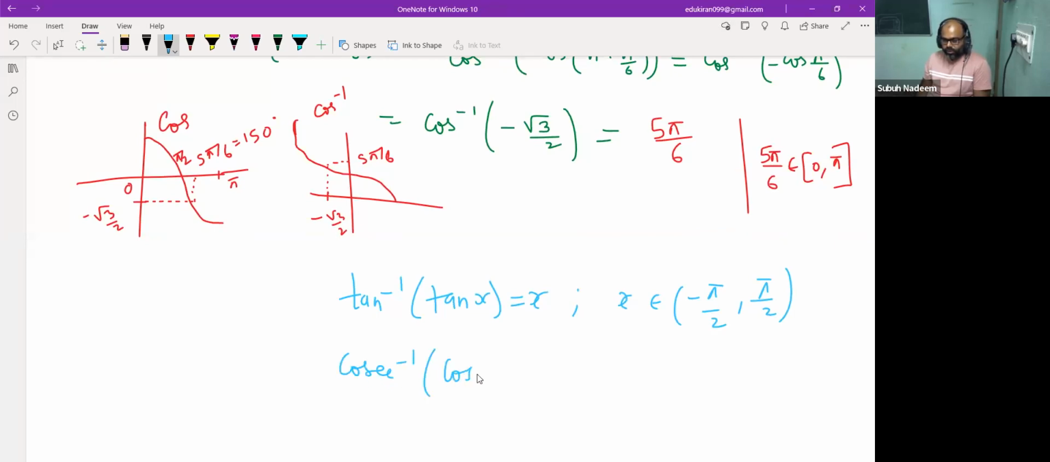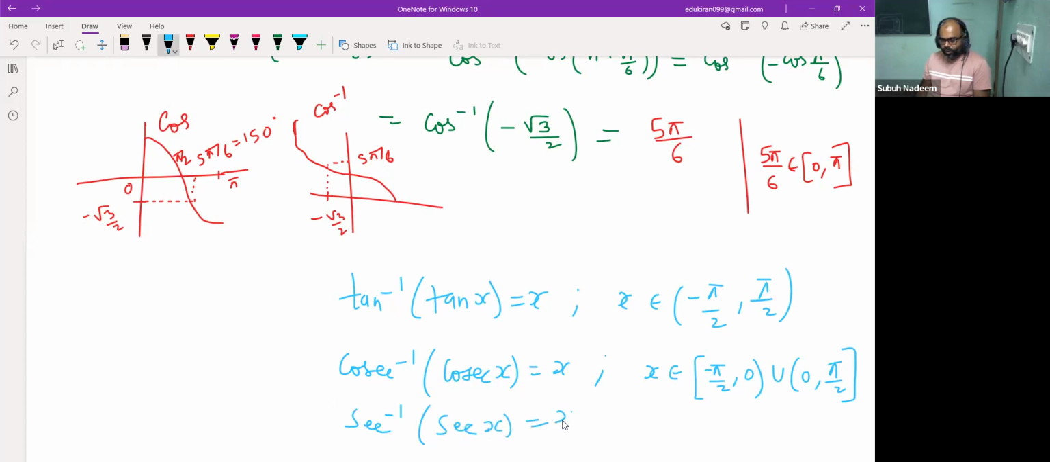Cosec inverse of cosec x is x. The principal value region for x must be minus pi by 2 to 0, union 0 to pi by 2. Sec inverse of sec x equal to x, belonging to 0 to pi by 2, union pi by 2 to pi.